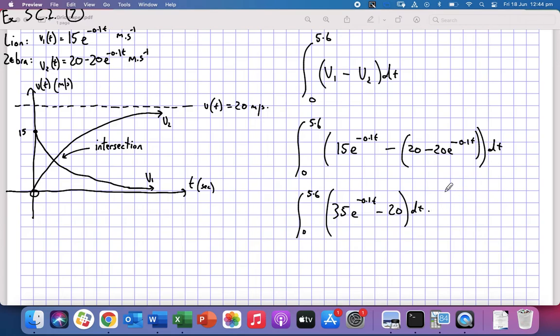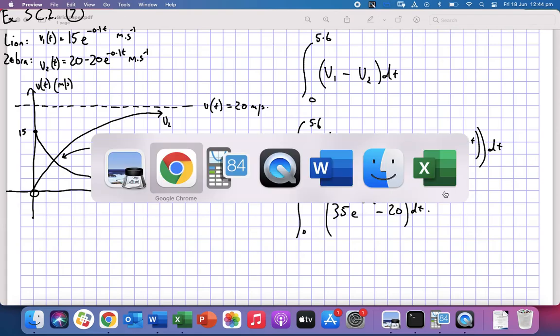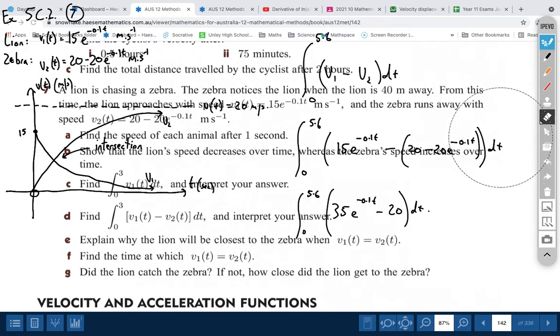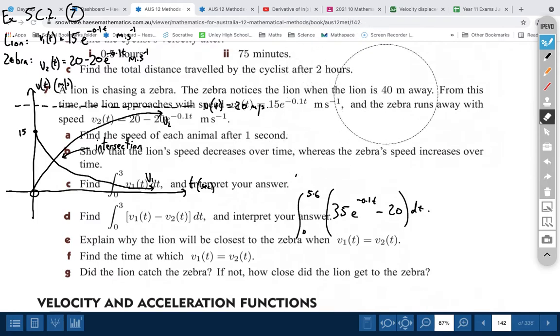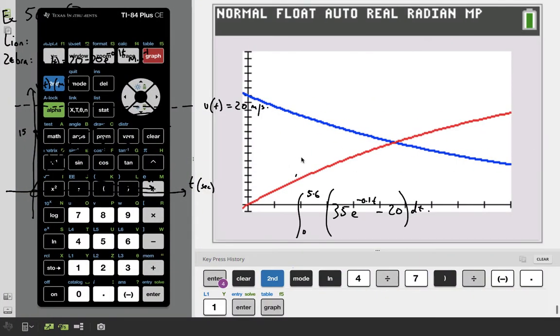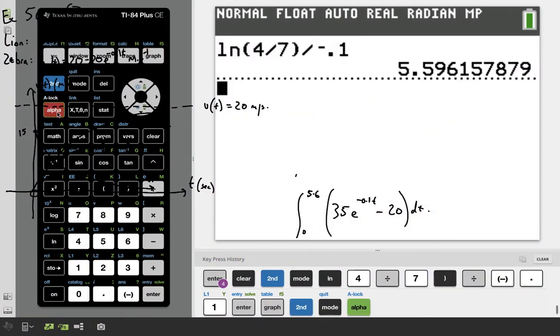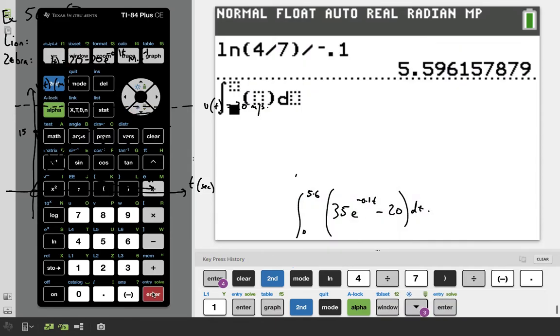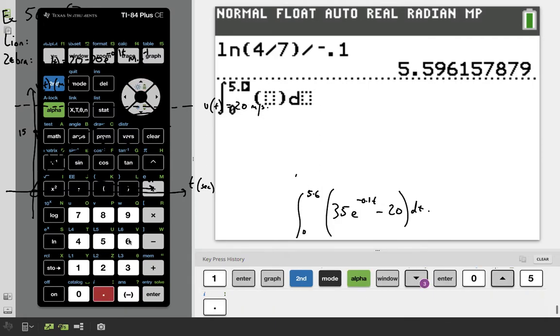And we could work out what that answer is. Clear a bit of space. No, wrong button. Undo. Control Z. Okay. I think you'll be able to see the screen like this. Let's try. So we want the integral from 0 up to 5.6, where we, from the graph, determined that that would be the minimum possible distance between them.